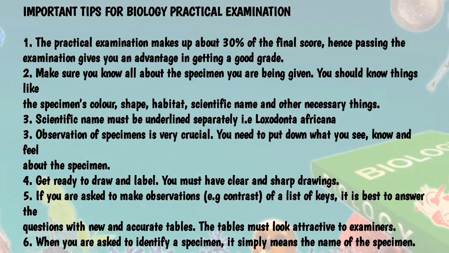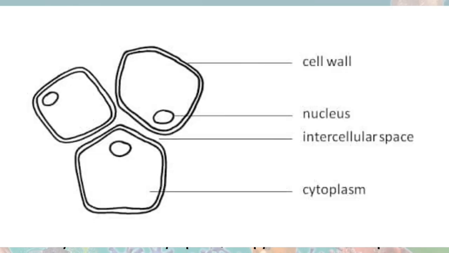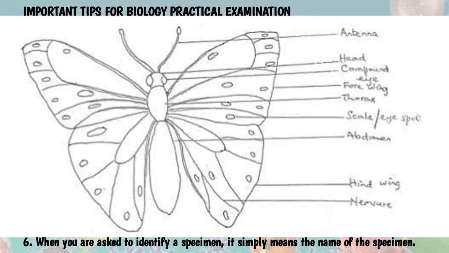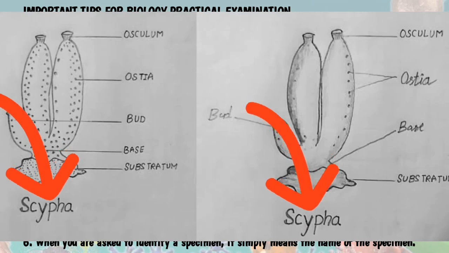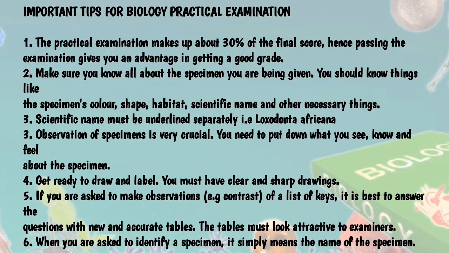Also, when you are drawing, always ensure that you label your work to one side. It can be you are labeling to the left, or to the right, or to the top, or to the bottom. And when you are done, always give your work a title. Probably you are told to draw a longitudinal section of an orange. On the right, write longitudinal section of an orange fruit.